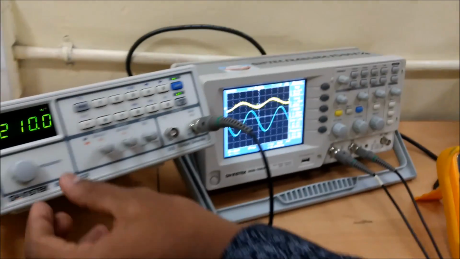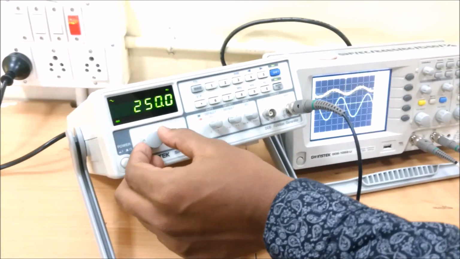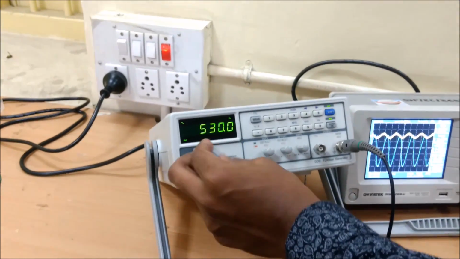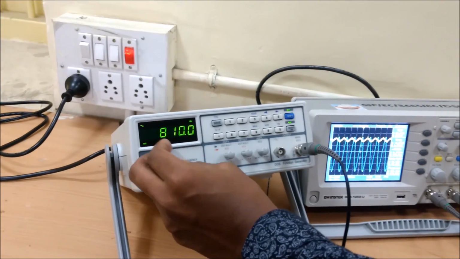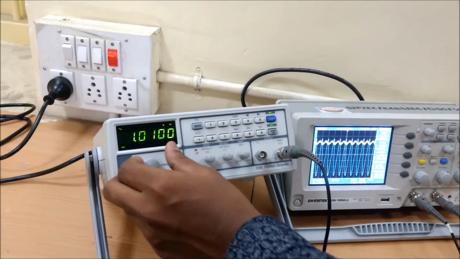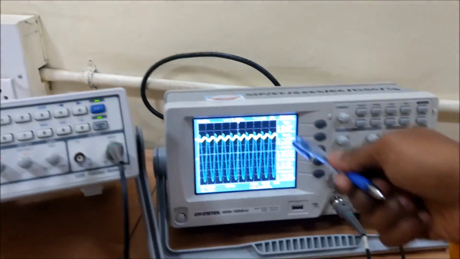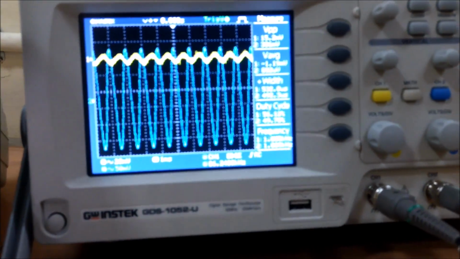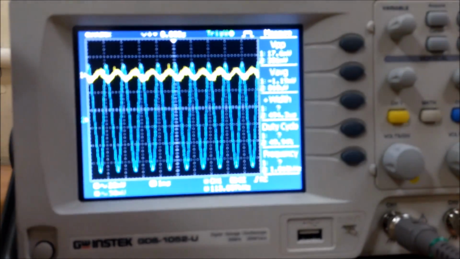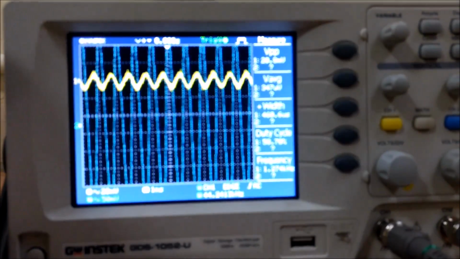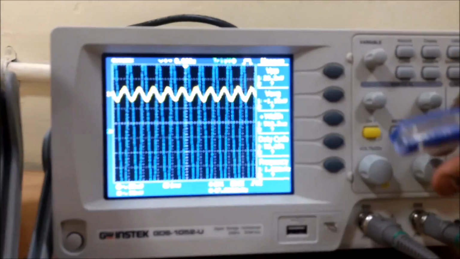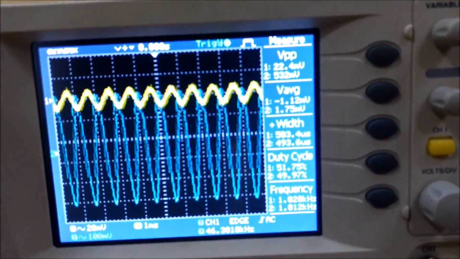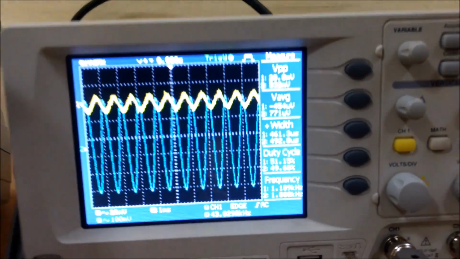Let's increase the frequency. What happens actually? It's 300 hertz. Increase it up to 1 kilohertz and we'll see the gain. For 1 kilohertz I am getting around 300 millivolts for around 20 millivolts. For 20 millivolts that's out of range, so we will decrease it, and it's 532 millivolts.